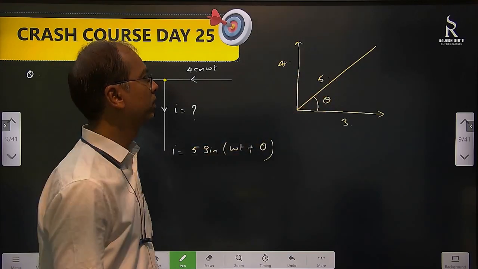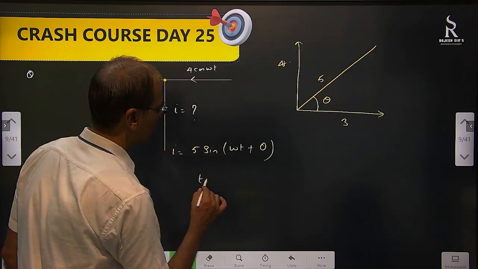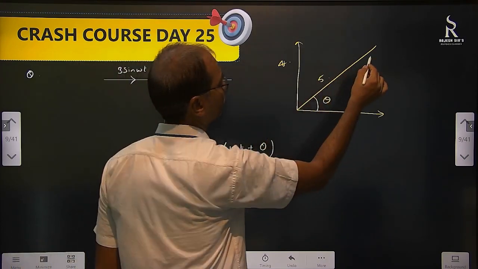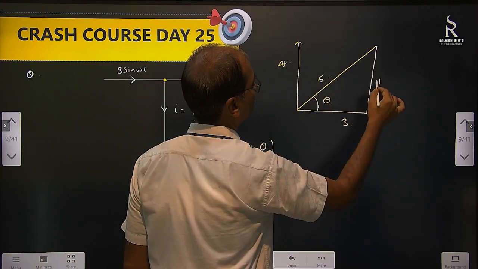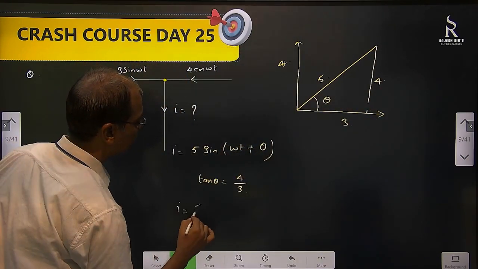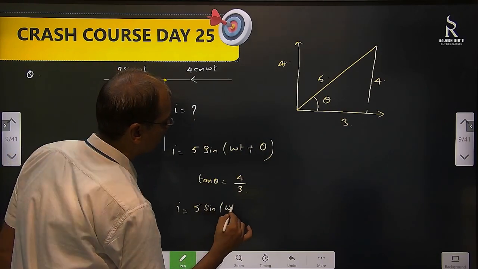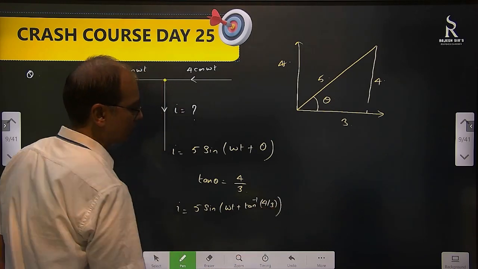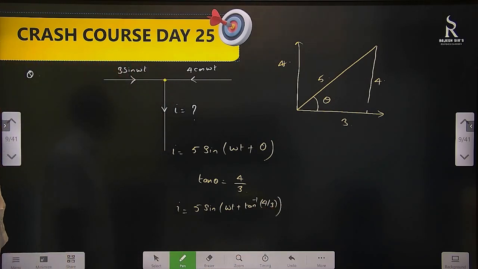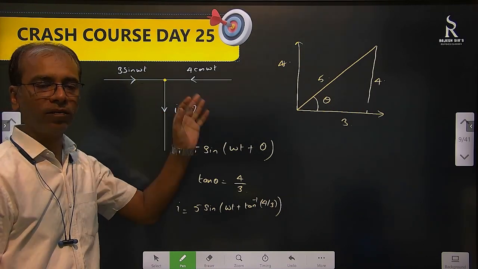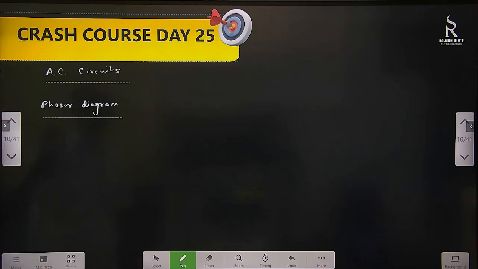Now theta we can find as tan theta equal to 4 by 3, because we can shift it over here. This is a right angle triangle. This is 4, so tan theta equal to 4 by 3. So our equation comes I equal to 5 sine (omega t plus tan inverse 4 by 3). That's all. So two AC we add in the same way as we added two simple harmonic motions. Right? Okay, fine.